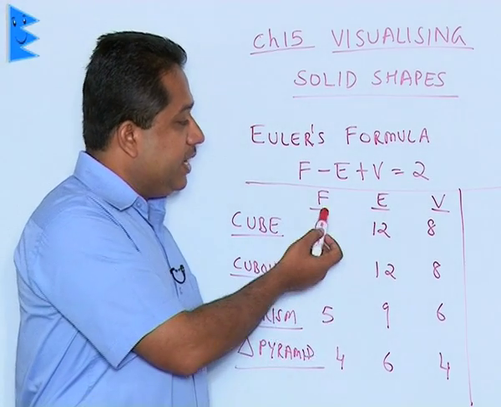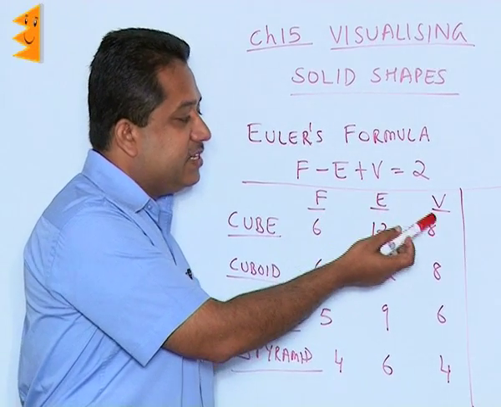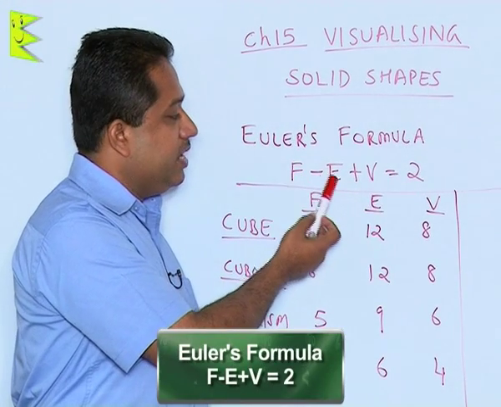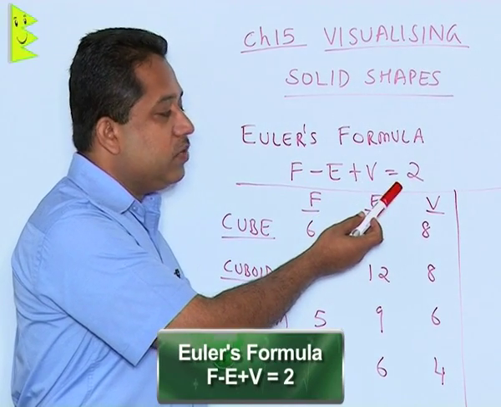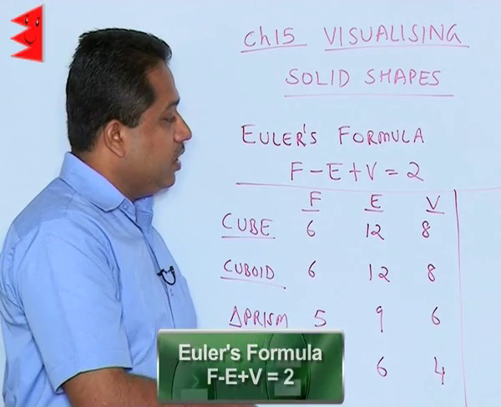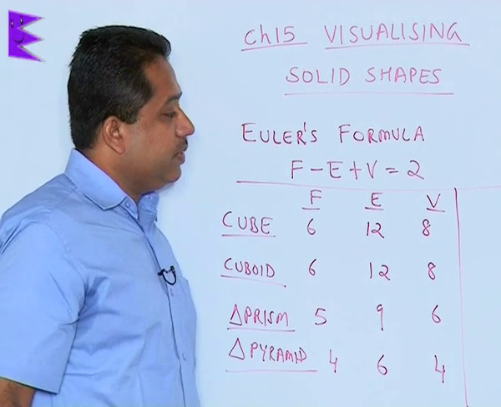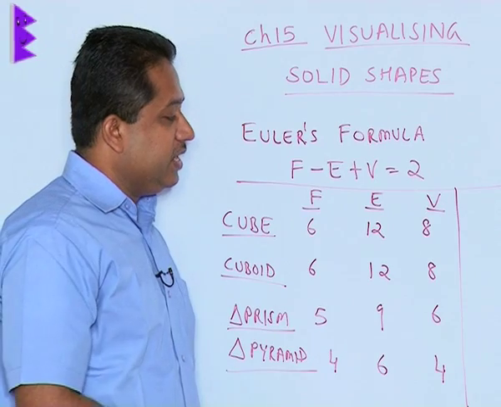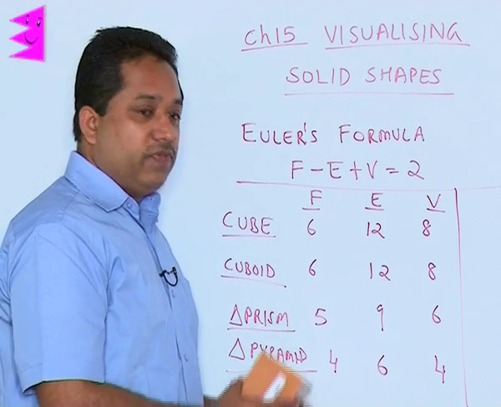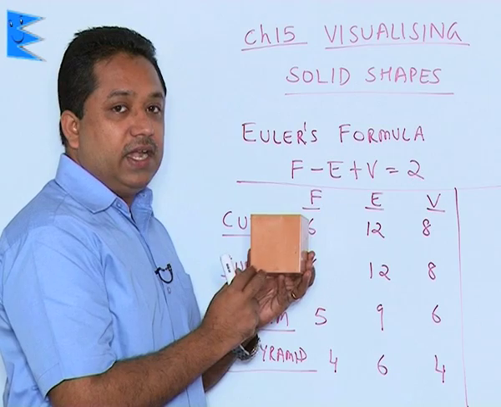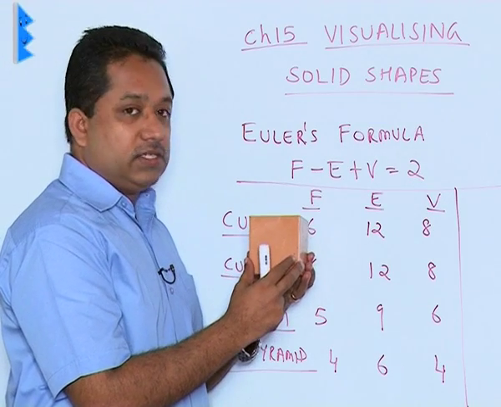Now, I have made a table here with the number of faces, edges and vertices, and this is Euler's formula, that f minus e plus v should always be equal to 2. Now, how do we find the faces, edges and vertices? Just for revision sake, we can say that a cube is a figure in which all the sides are identical and all of them are squares.